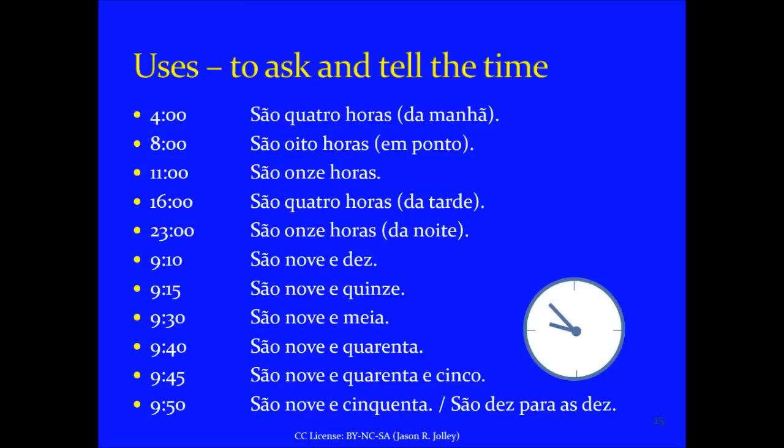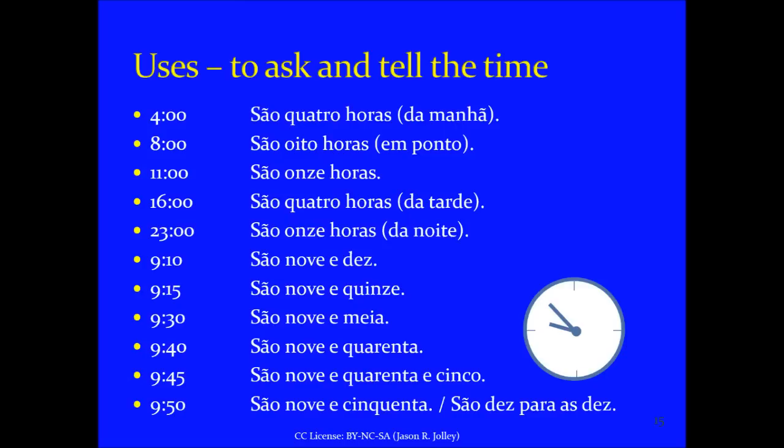Now what about 9:10, 9:15, adding minutes? Like I said, you just use the conjunction and then say the number for the minutes. São 9:10. São 9:15. São 9:30. Again, half hour. São 9:40. Or I could say, são 20 para as 10. Para as 10. 20 minutos para as 10. 9:45, são 9:45. Or, são 15 para as 10. 9:50, são 9:50. Or, são 10 para as 10.